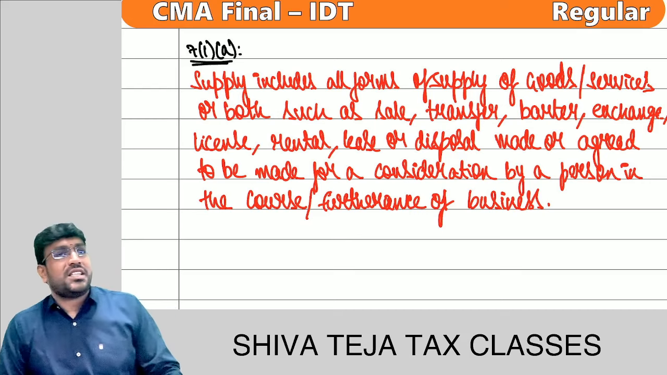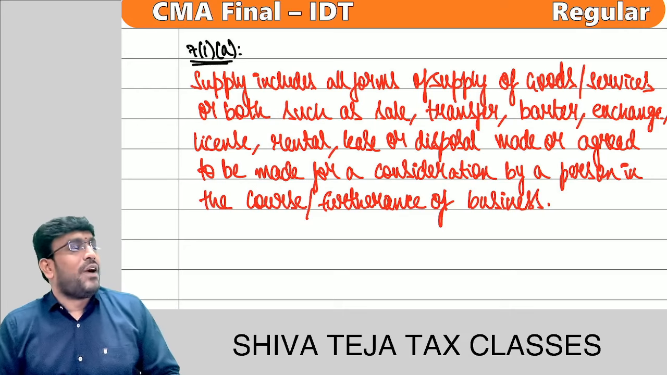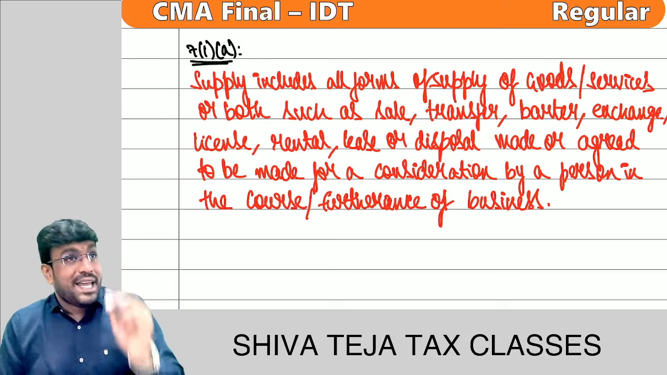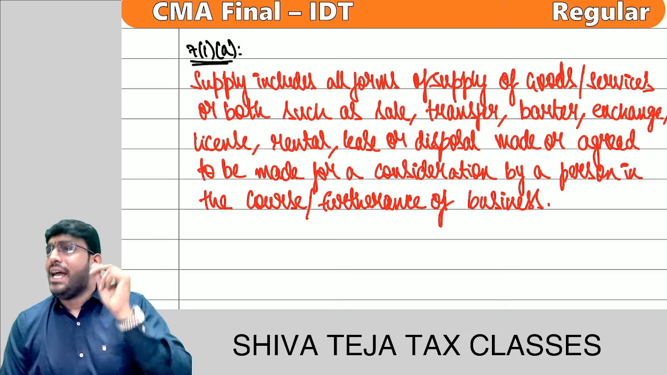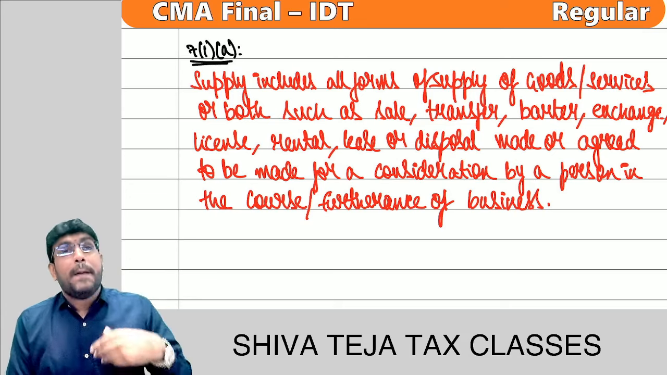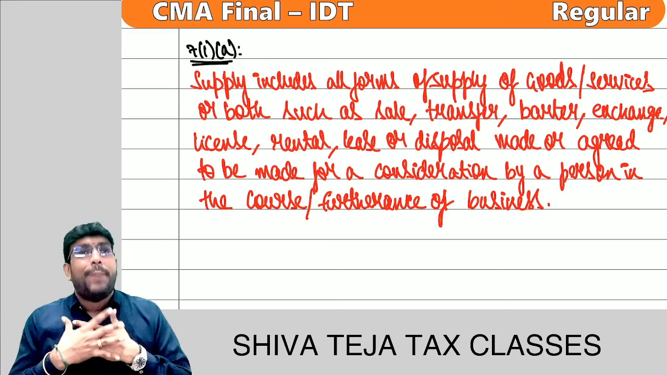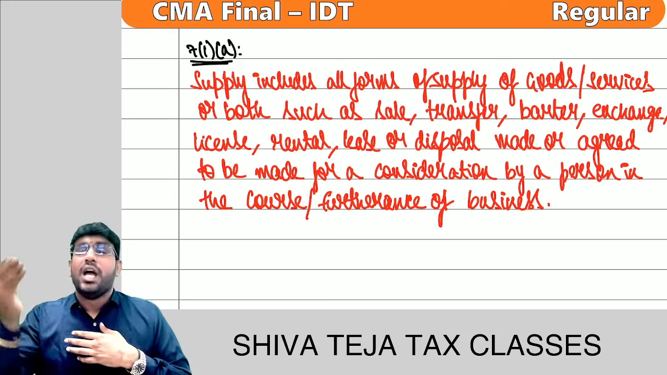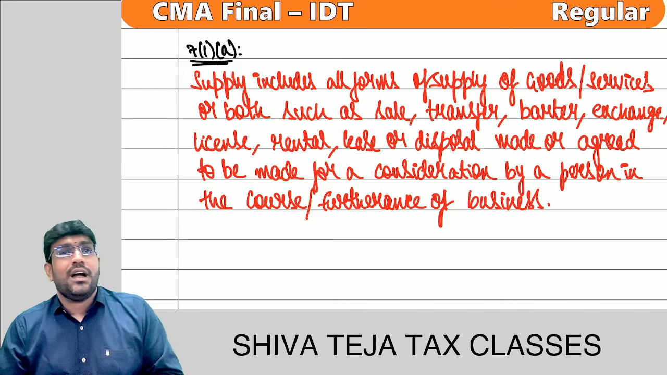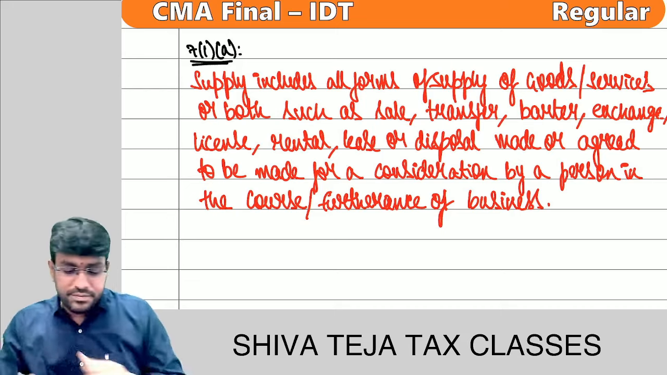Let's read everything once again. Supply includes all forms of supply of goods or services or both, such as sale, transfer, barter, exchange, license, rental, lease or disposal, made or agreed to be made for a consideration by a person in the course or furtherance of business. That's it. I'm sure we are clear with this. Good. Next point.